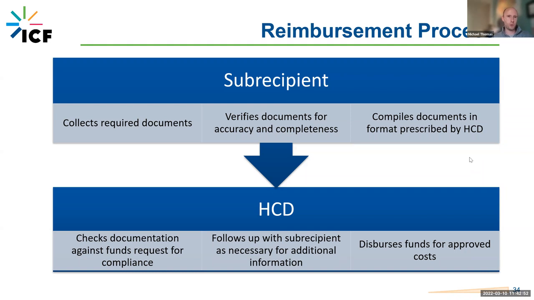My understanding of it would be, though, that the local sub-subrecipients would be performing the work, and then the subrecipient would be collecting what they need from them in this context. And then that comes to you, HCD, and then you would check that documentation against funds requested for compliance, and then follow up with the subrecipient if you need additional information. So if stuff isn't lining up, you go back to them and ask for what you need, and then ultimately disperse funds once you approve the cost. So that's the general process.